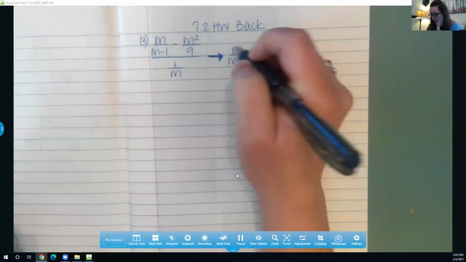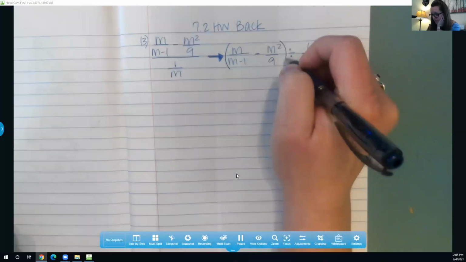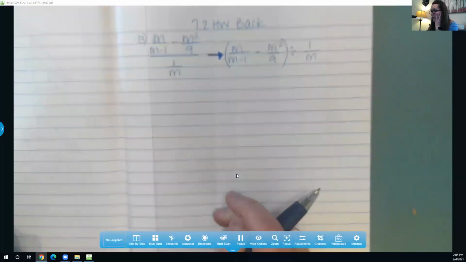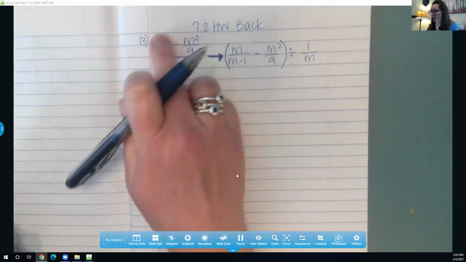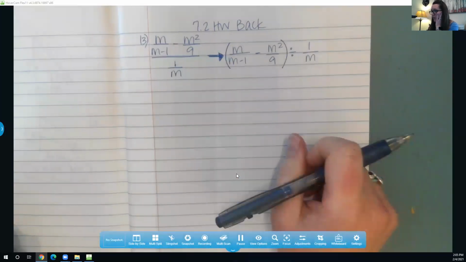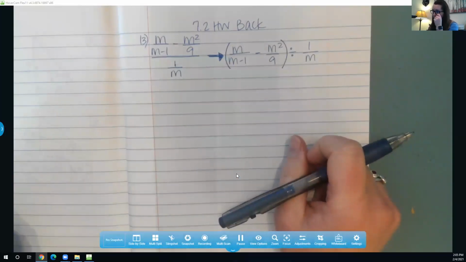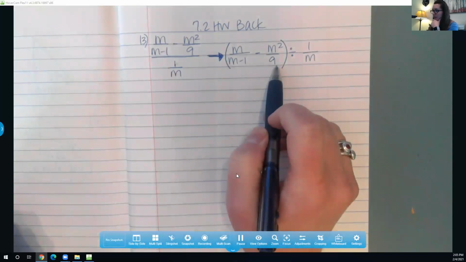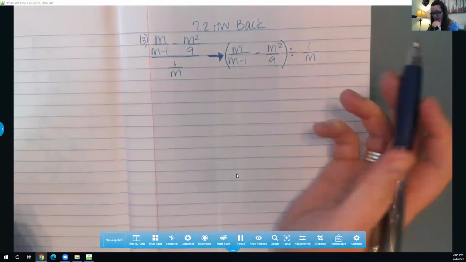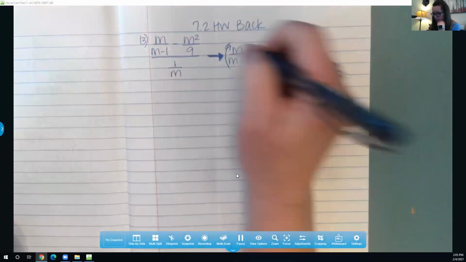Okay, so I want us to think about this. Because this is in your numerator, we need to do this part first, okay? Because it's up here, it's technically in a parenthesis. So thinking about your order of operations, we need to do that first before we divide. So let's simplify that. I'm going to look for my common denominator between 9 and m minus 1. It's 9 times m minus 1. So I'm going to multiply this side by 9, and this side by m minus 1, and let's see what we get.